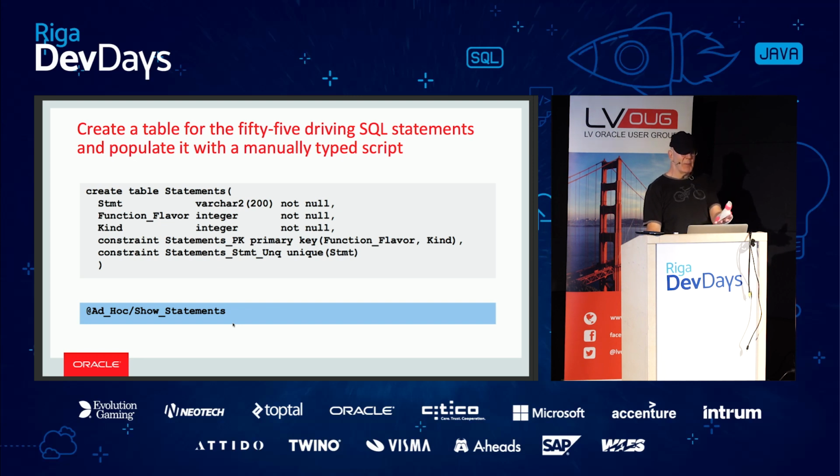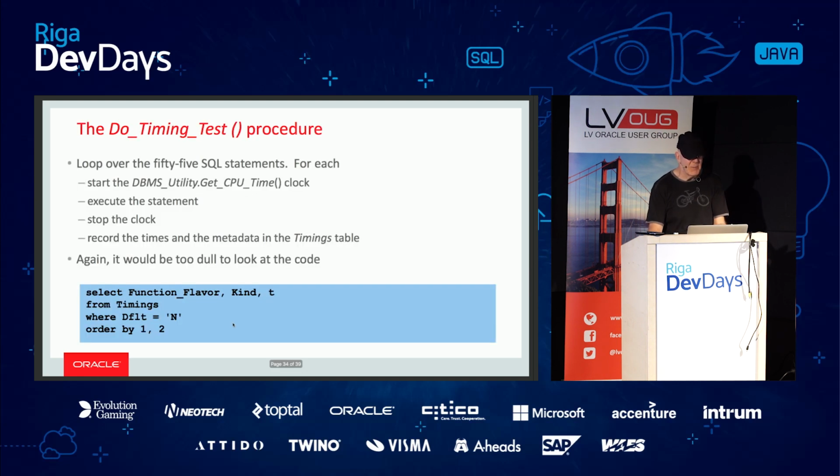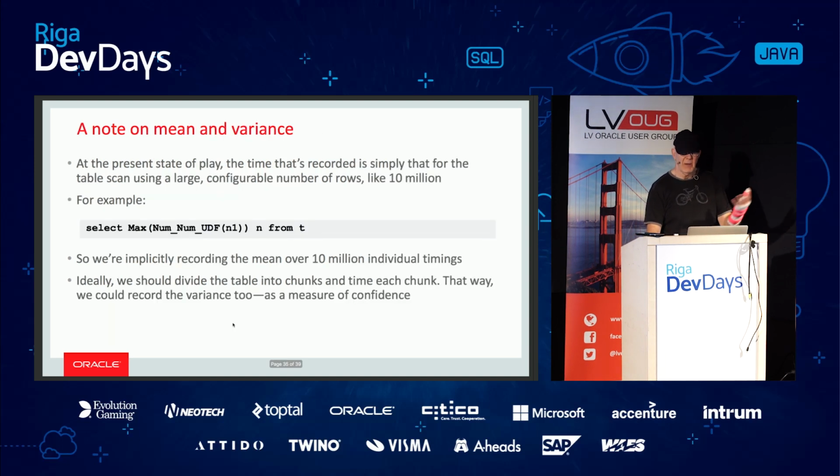Right then, table for the results, blah, blah, constraints, blah, blah, just because you're doing it properly. Then the timing procedure, the loop over, get the time. You don't need to know the details. This is just meant to give you a flavor of what you sign up for. If you're going to make any pronouncement about performance that's worth opening a mouth for, you're signing up for some effort. Mean and variance, I've said that.